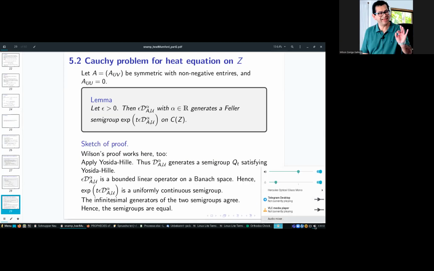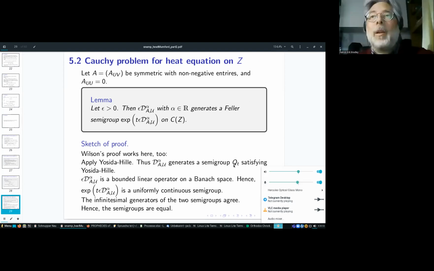Now if you have a symmetric non-negative entry valued matrix with vanishing diagonal, then you have this operator epsilon times this D_alpha for epsilon positive with alpha real. This generates a Feller semigroup, namely in the usual way exp(t epsilon Delta) on our function space C(Z). And Wilson's proof works here too.